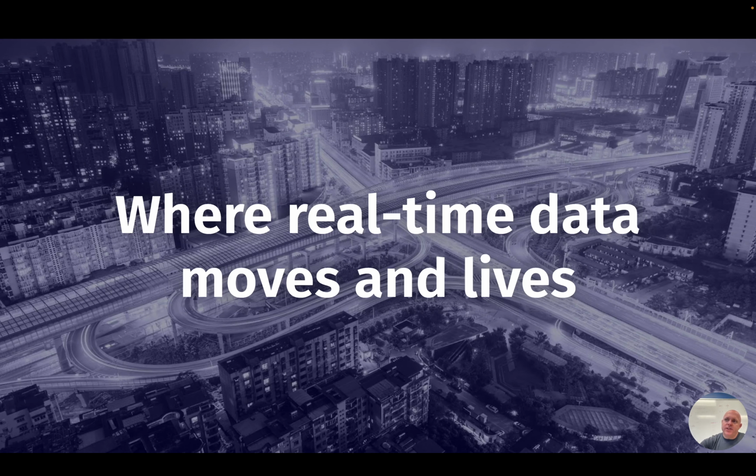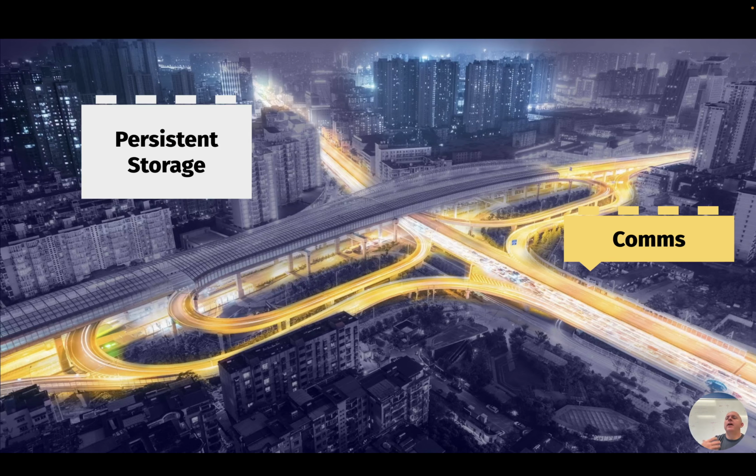So the first layer to talk about is where real-time data moves and lives. In this layer, there are two key pieces. The first piece is your communication layer, and the communication layer lets different parts of your real-time system talk to each other. The second key piece in this layer is the persistent storage, which allows you to store data for use in other components.